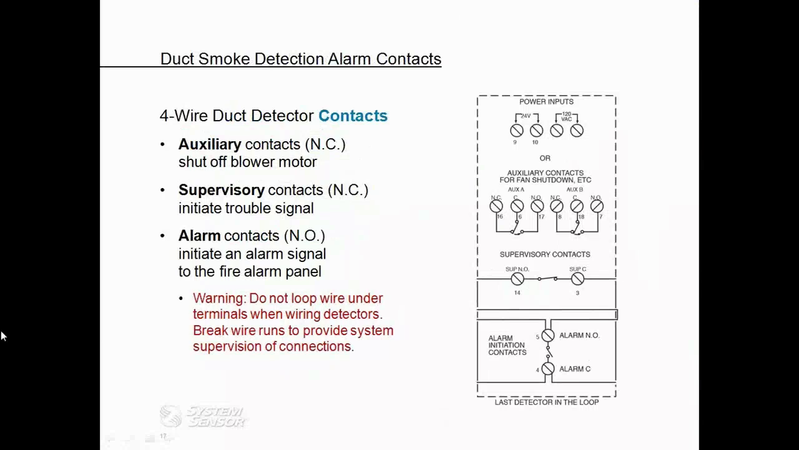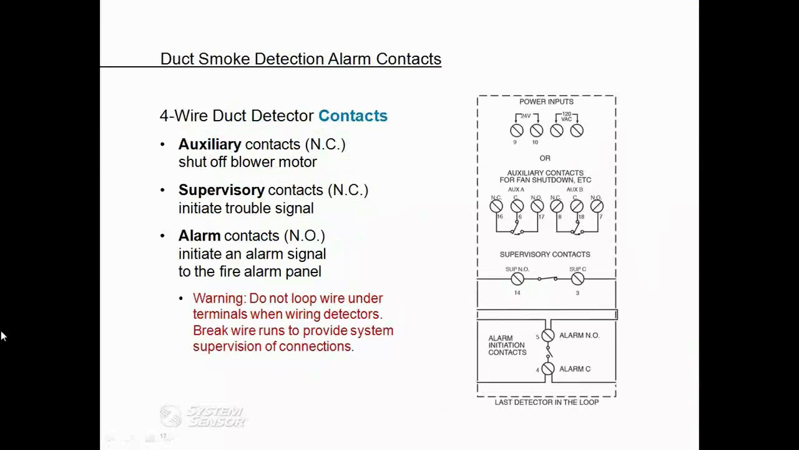Oftentimes when we talk to customers, there seems to be a lot of questions regarding how to properly wire a 4-wire duct smoke detector. There are a number of different sets of contacts that can be wired to perform different functions. The normally closed auxiliary contacts can be used to shut down or shut off a blower motor or a fan. The normally closed supervisory contacts are wired to initiate a trouble signal, and then the normally open alarm contacts will initiate an alarm signal at the fire alarm control panel.